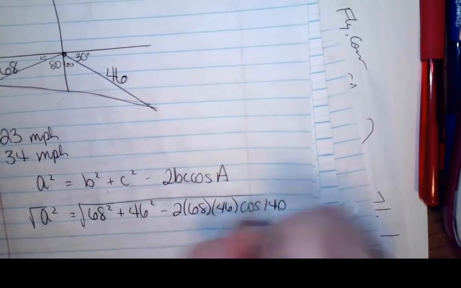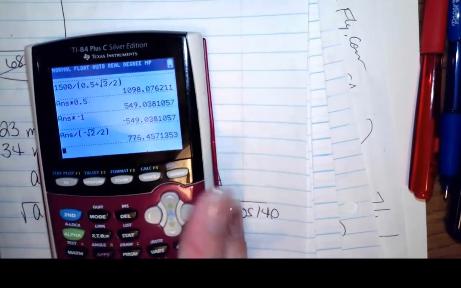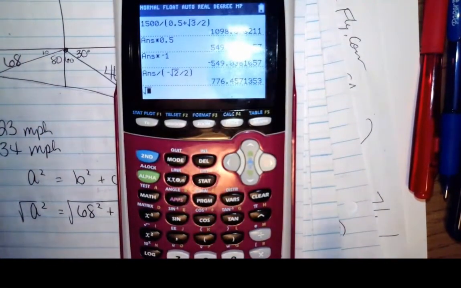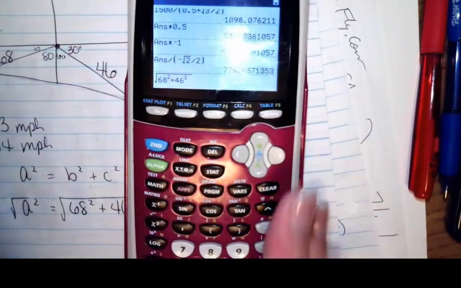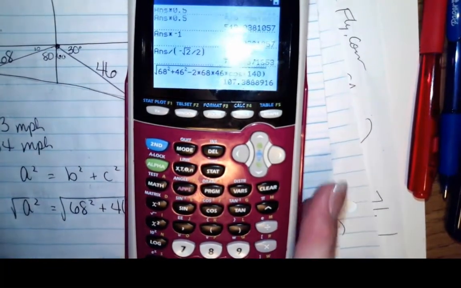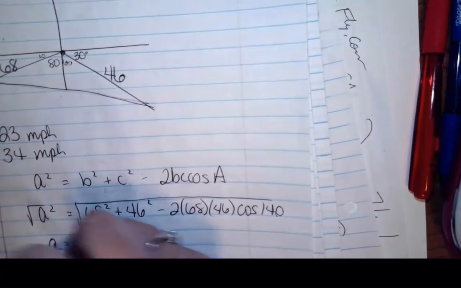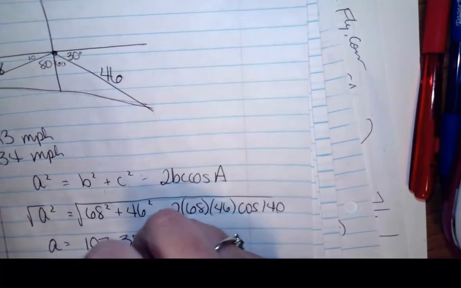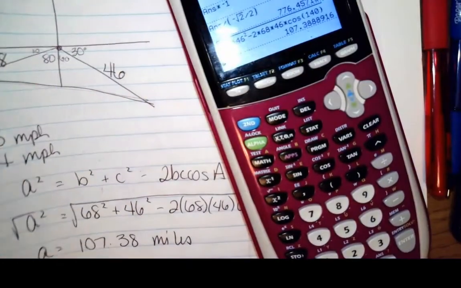Then I can square root both sides, after I make sure I'm in degrees, which I am. So I've got the square root of 68 squared plus 46 squared minus 2 times 68 times 46 times the cosine of 140, and I get they are 107.38 miles apart. 107.38 miles. Those were some fast boats.